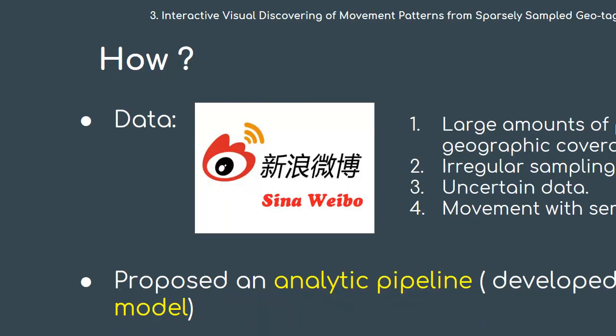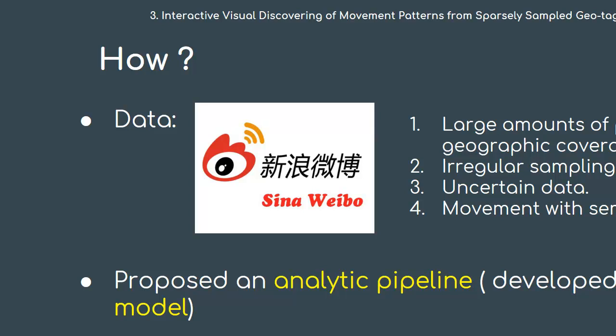The data used for this paper is extracted from Sina Weibo, which is a very popular social platform in China. It is similar to Twitter, but there are four features of this data. They have large numbers of people and wide geographic coverage. As of 2018, there are over 448 million monthly active users of Sina Weibo. People like to post wherever they want, whenever they want. And there is irregular sampling of trajectories.